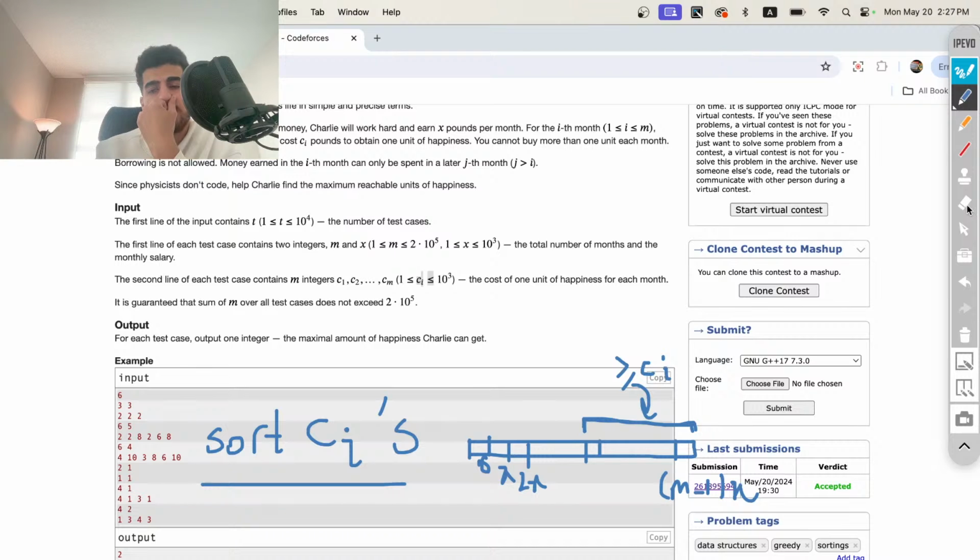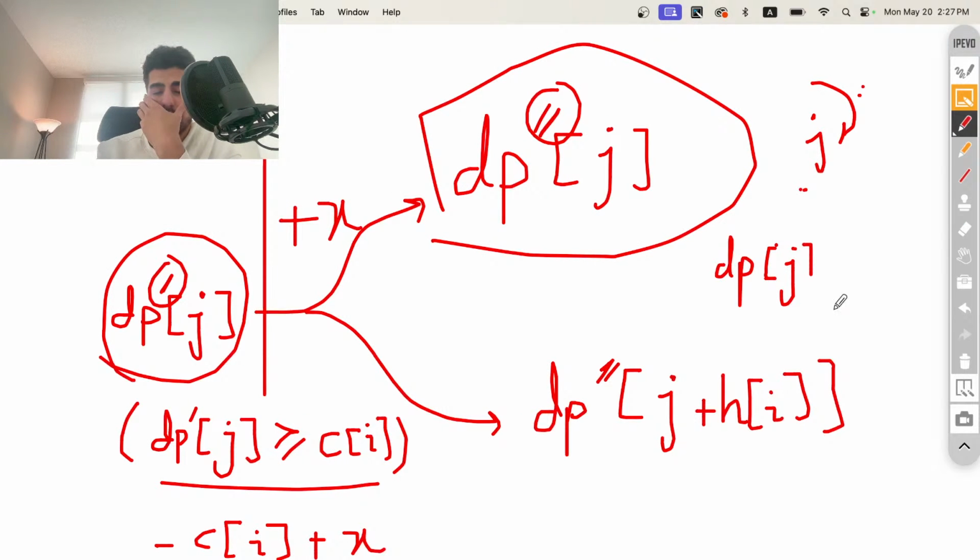But what about the first part? How do I prove it? I will talk about both of the parts in detail. I want to prove that it's always better to sort the C of I's and try to pick them one by one. How do I say that?